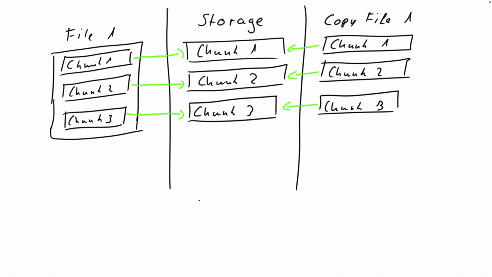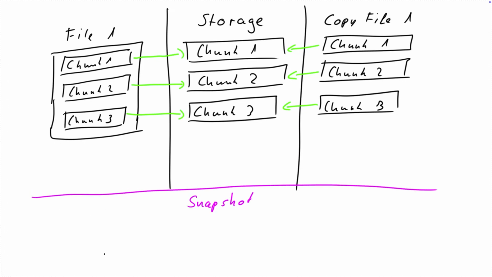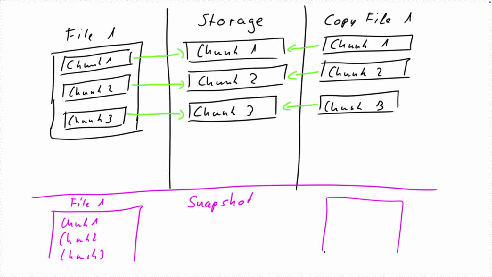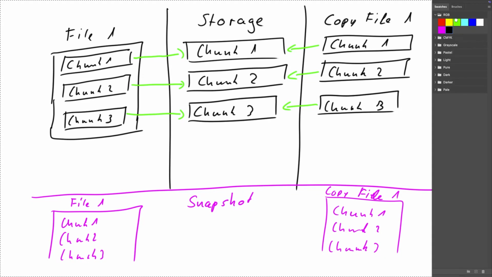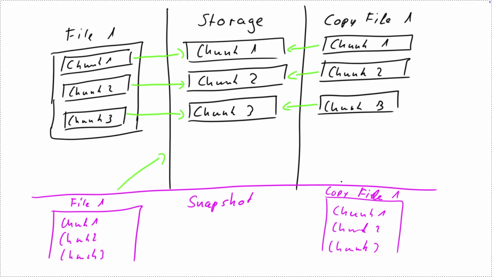Now the next thing, and that is the beauty, right? Creating the table of contents is basically instantaneous from how a person looks at that. If I want to create a snapshot now, I basically just have to create a view or a set of references at a certain specific point in time, right? So I can say my snapshot contains file 1, and that had chunk 1, chunk 2, chunk 3. Same on the other side. I have copy file 1, and same thing, that has chunk 1, chunk 2, and chunk 3, right?